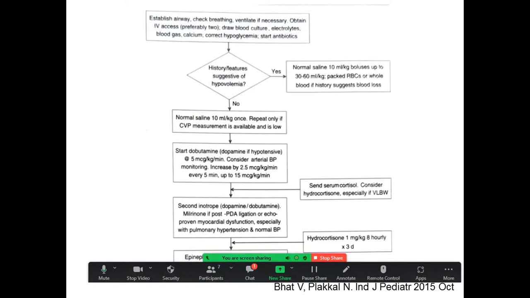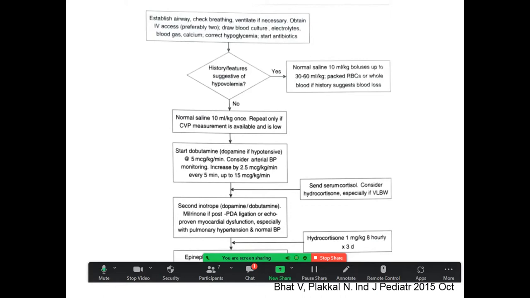Now, if there is a history or if you feel that there is hypovolemia, then only go for a bolus, and it's a saline bolus, 10 ml per kilo. If there is no history or suggestive factors of hypovolemia, then we just give a single bolus, and if we have central venous pressure monitoring, then we go ahead only if the CVP is low. We start dobutamine if there is a cardiogenic cause, or dopamine if the patient has septic shock. Then we increase the doses and go to a second inotrope. If dobutamine is used first, then dopamine is second. If dopamine is used first, then dobutamine is second.